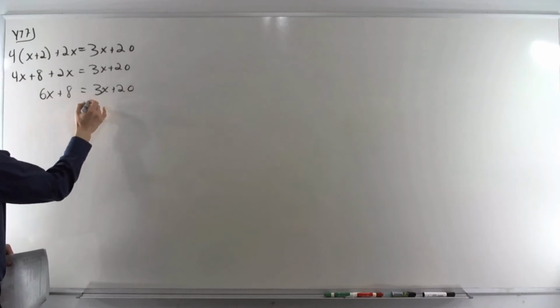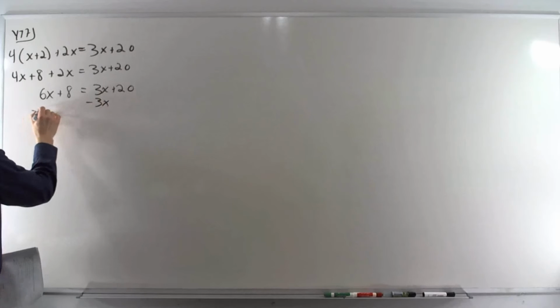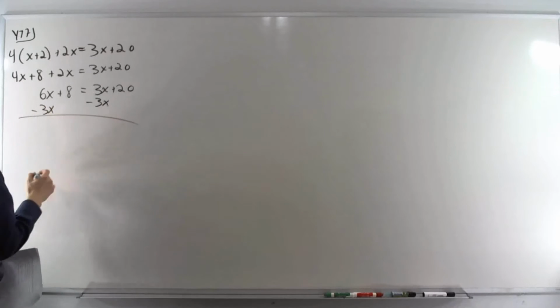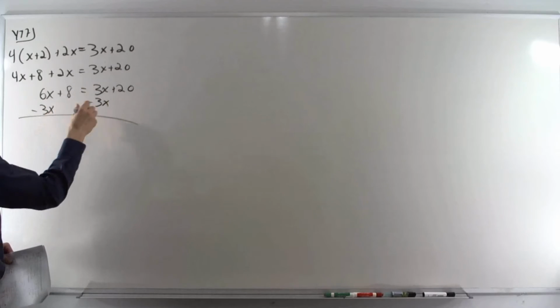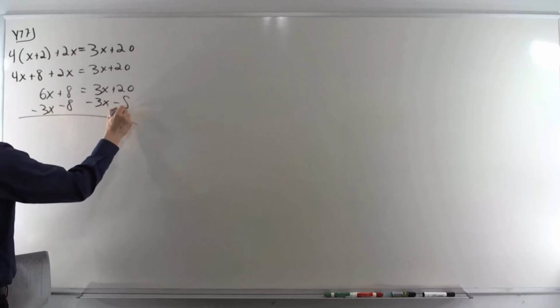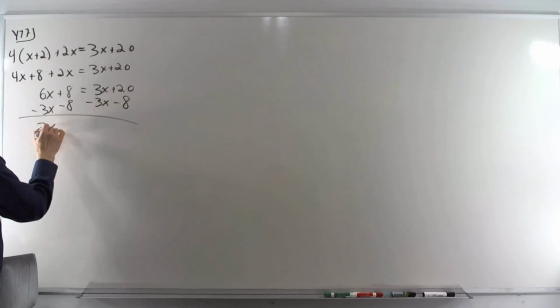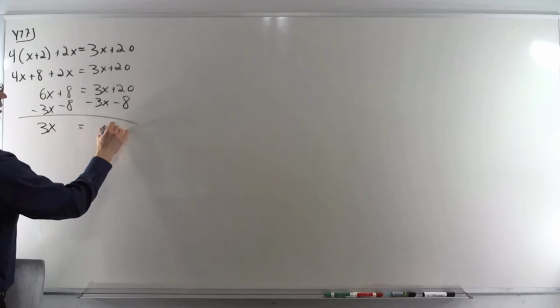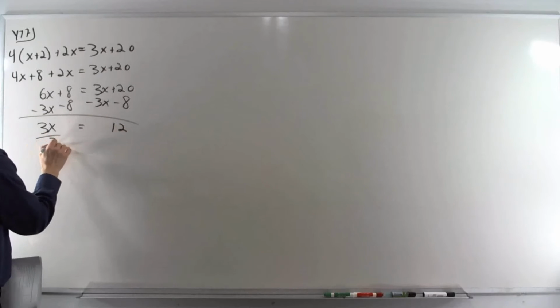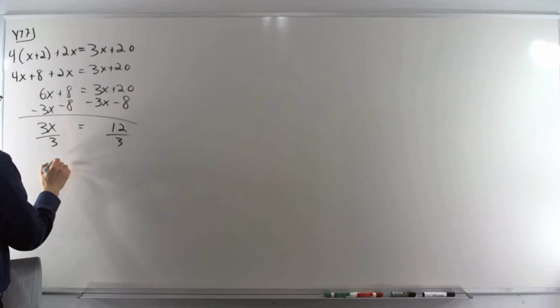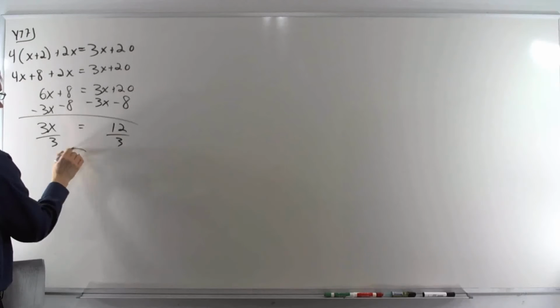Got 2 positive x terms, so I'm going to subtract the smaller one. That'll give us a positive 3x on the left. Now we're going to move all the numbers to the right, so minus 8 here and minus 8. We've got 3x equals 12. Divide both sides by 3, and x equals 4.